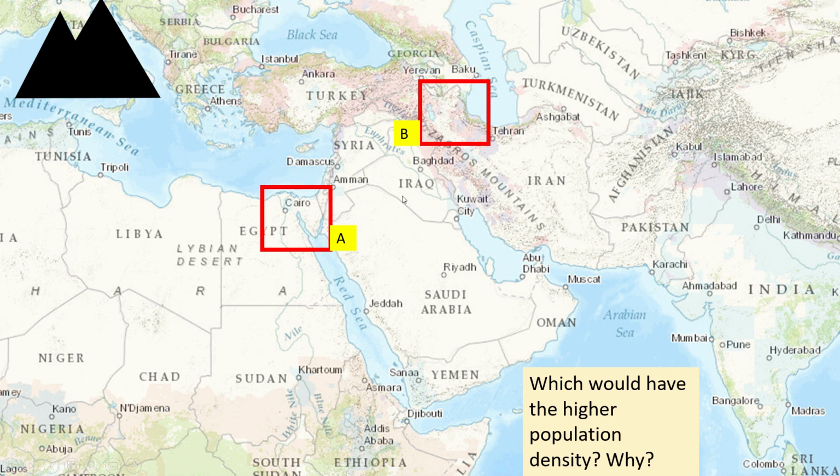Arguably, you could also say that if you look at any of the main cities on here, so Ankara, Baku, Baghdad, none of them are in areas of really high relief. They're all close to, but not quite. I'd say Tehran's maybe the only slight anomaly on that one there.